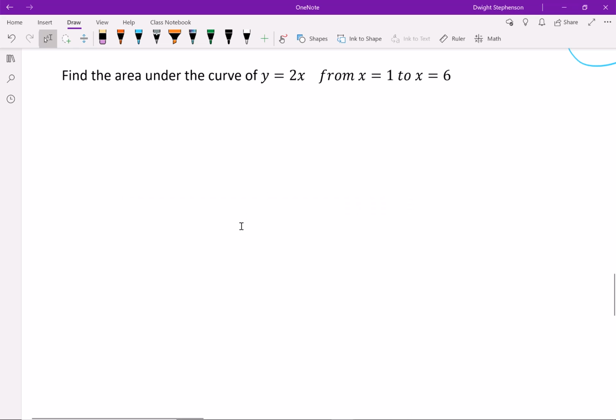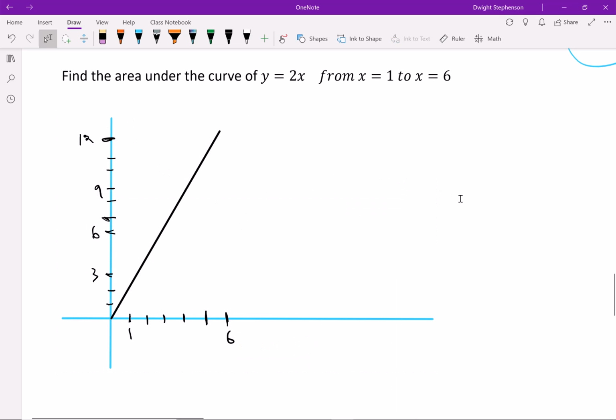Okay, so we're going to look at another example. We want to find the area under the curve of y equals 2x from x equals 1 to x equals 6. So we're going to start by sketching a graph, right? So we're going to call this y equals 2x, and we're just generally sketching it. And we want to figure out, okay, what is the area under this curve?